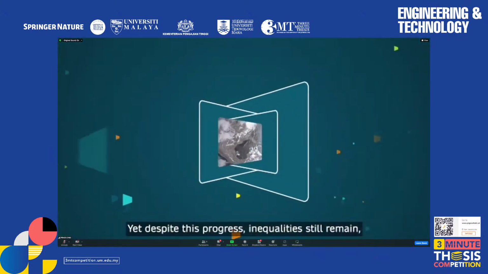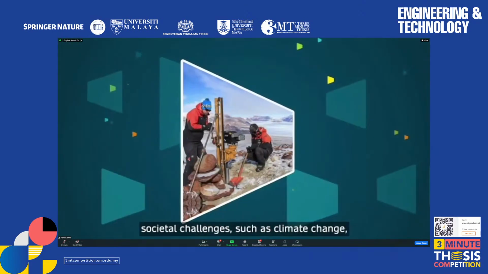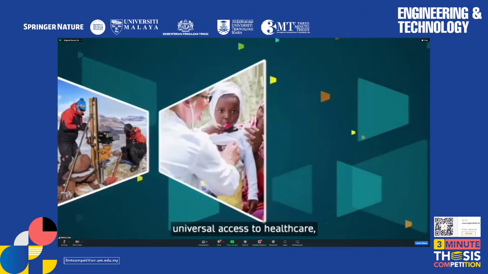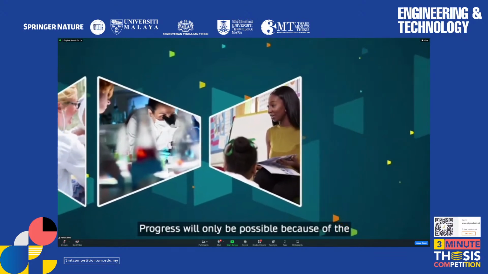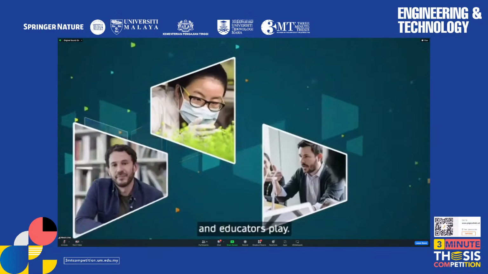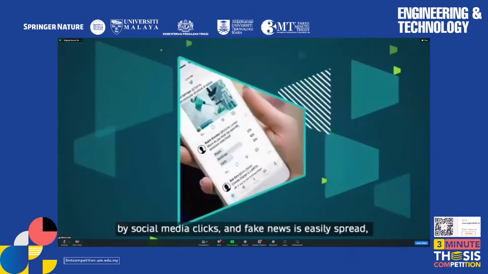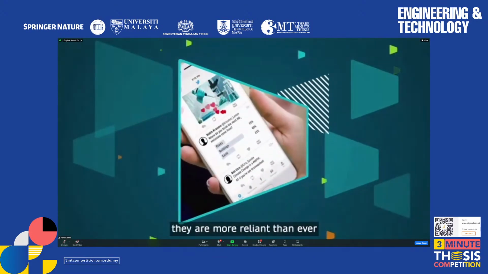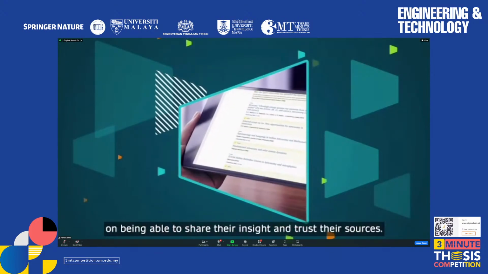Yet despite this progress, inequalities still remain, and the world faces new and significant societal challenges, such as climate change, universal access to healthcare, and quality education. Progress will only be possible because of the vital role that scientists, researchers, academics, and educators play. And in a world where truths are verified by social media clicks and fake news is easily spread, they are more reliant than ever on being able to share their insight and trust their sources.